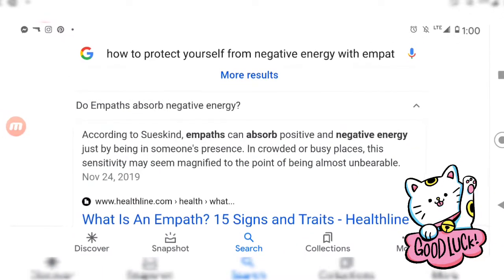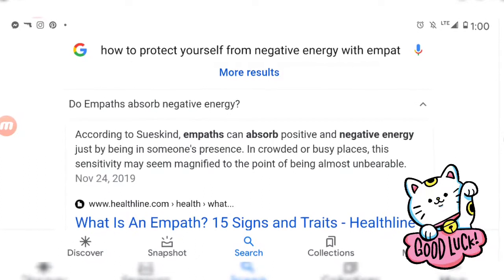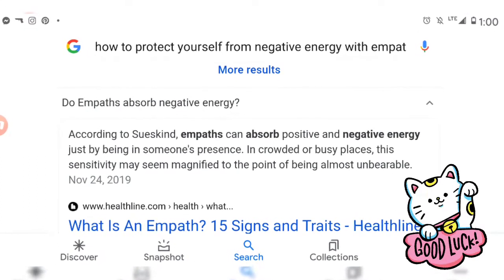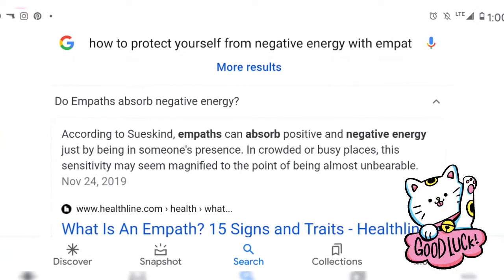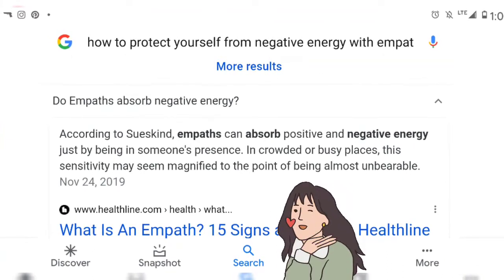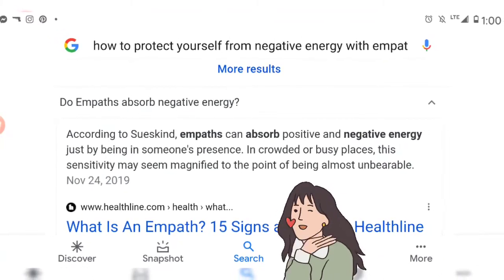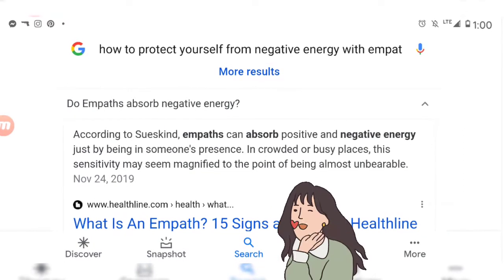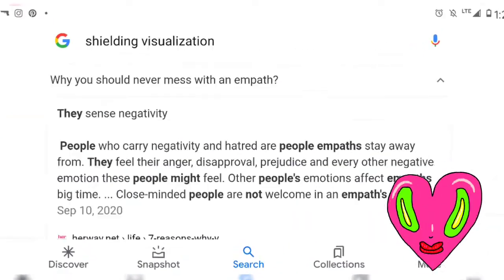Do empaths absorb negative energy? According to Zuskind, empaths can absorb positive and negative energy just by being in someone's presence. In crowded or busy places, this sensitivity may seem magnified to the point of being almost unbearable.